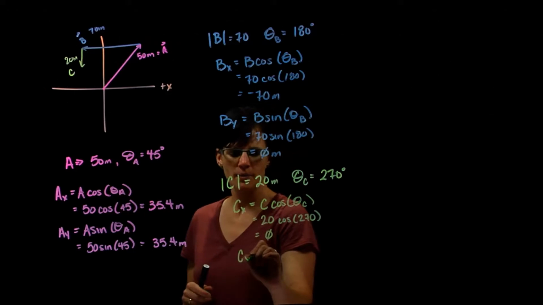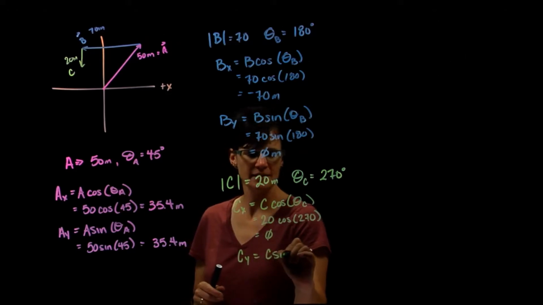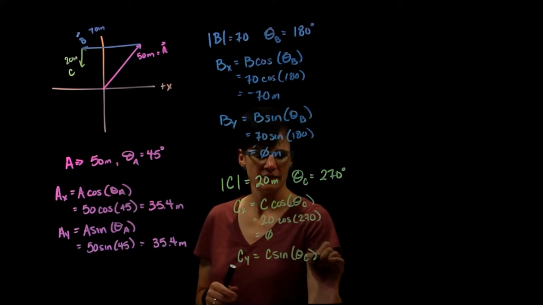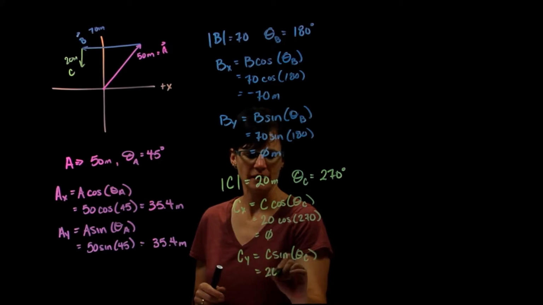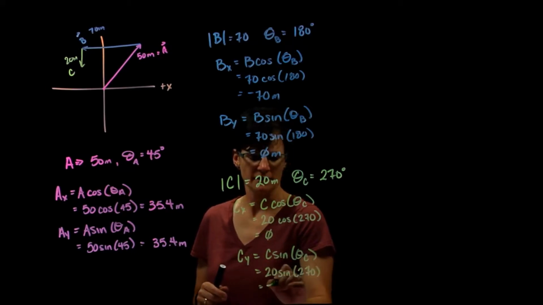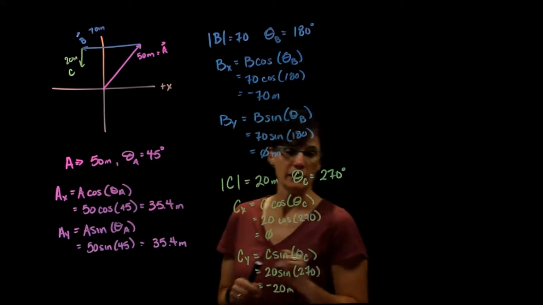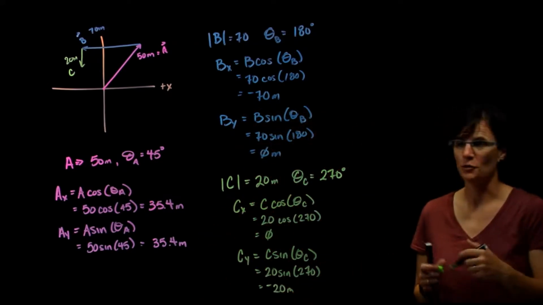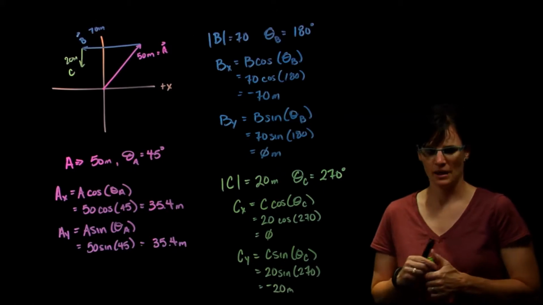Our vertical component is C times the sine of the angle. So we have 20 times the sine of 270, and that gives us negative 20. It should be pointing down, and so it's going to be negative because it's south.